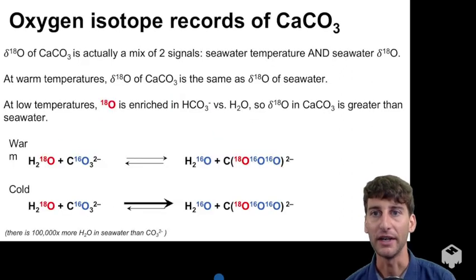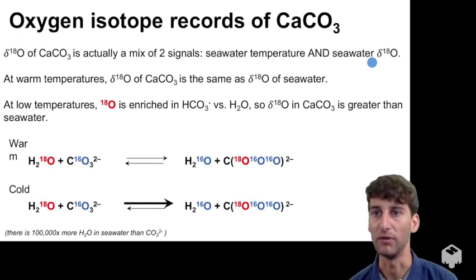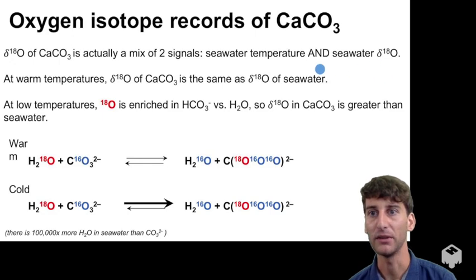So to be fully accurate, it's important to acknowledge another influence on the delta 18O of calcium carbonate. So this is really a mixture of two signals. We talked about seawater delta 18O and the role of ice on continents in setting this global value of delta 18O. But there's also an important influence of just seawater temperature, straight up.